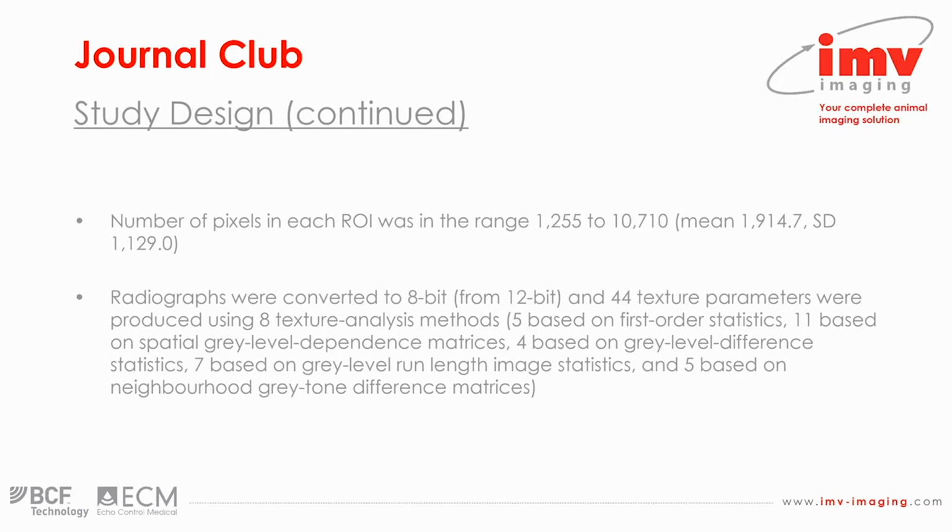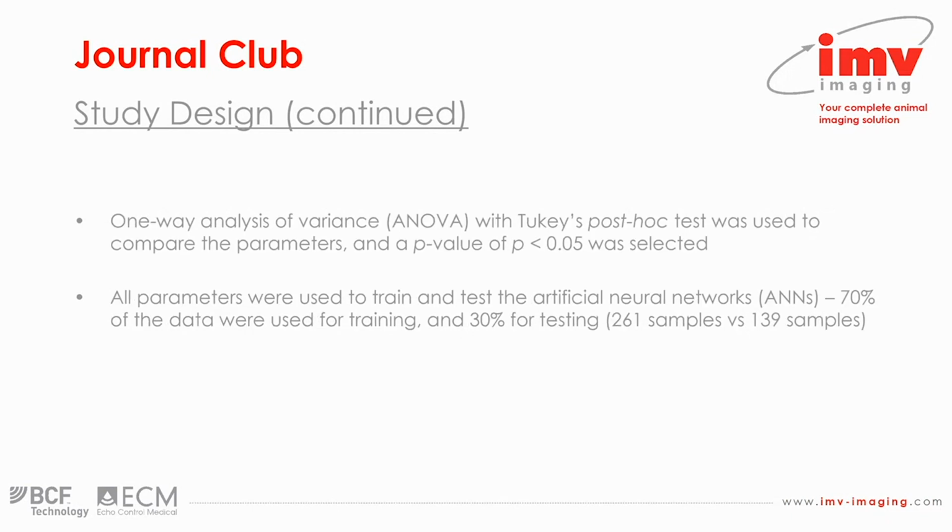So of those 44, 5 were based on first order statistics, 11 on spatial grey level dependence matrices, 4 on grey level difference statistics, 7 on grey level run length image statistics, and 5 on neighborhood grey tone difference matrices. A one-way analysis of variance with a Tukey post hoc test was then used to allow the study authors to compare the mean values of these parameters, and P was set at 0.05 for this study.